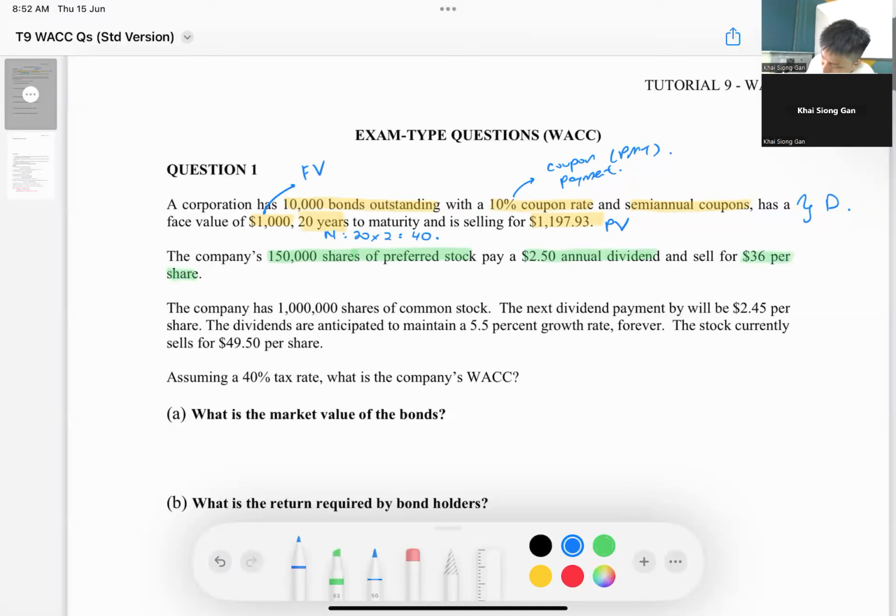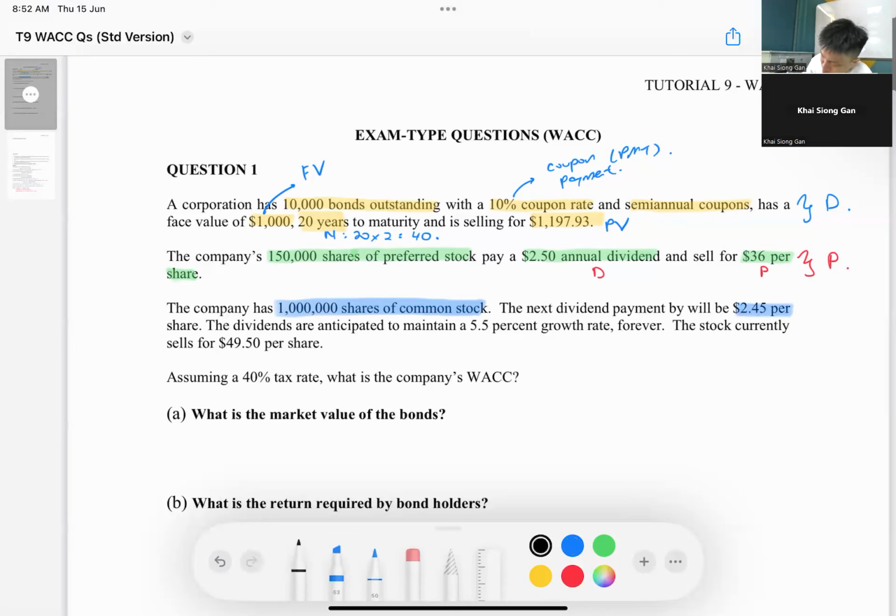So can you identify what these components are? Very simple already, right? So this is the dividend, the cash flow, and this is the price. So this part is for preferred stock. Easy. Okay, and the next one, the company has 1 million shares of common stock outstanding. That means these are the common stock that have been issued, the number, not the value. The next dividend payment will be 2.45 per share.